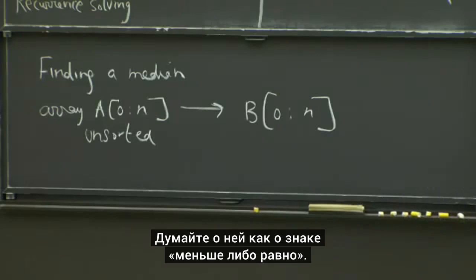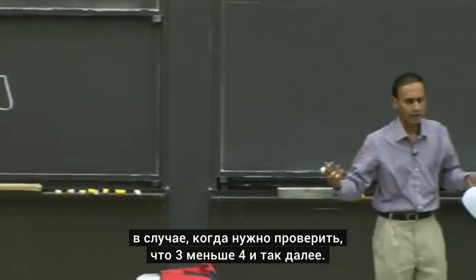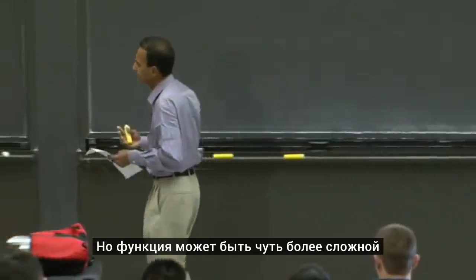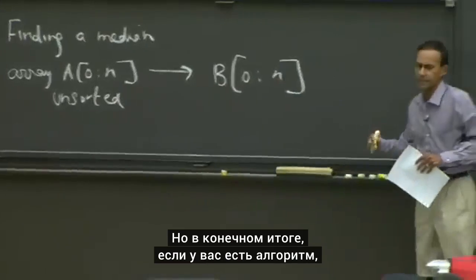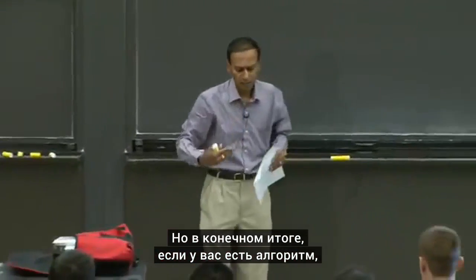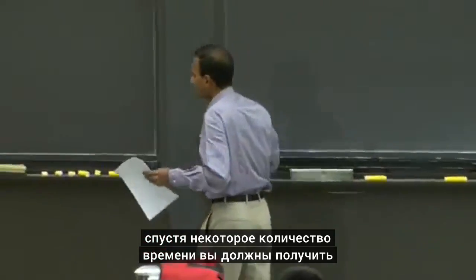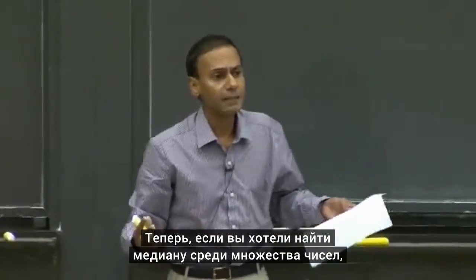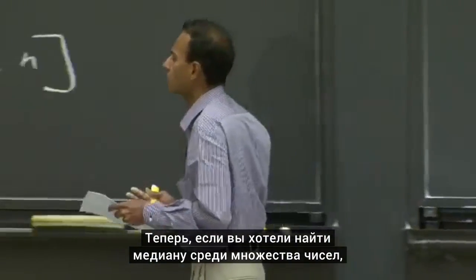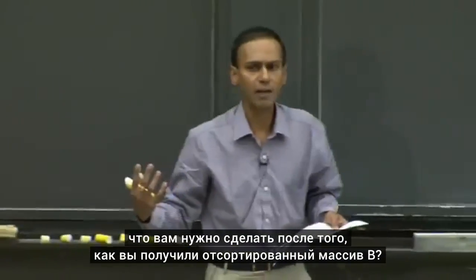Think of it as less than or equal to. And if you have that, it's just straightforward, obviously, to check that 3 is less than 4, etc. But it may be a little more complicated for more sophisticated sorting applications. But the bottom line is that if you have your algorithm that takes the comparison function as an input, you're going to be able to get B[0 through n] after a certain amount of time. Now, if you wanted to find the median of the set of numbers that were originally in the array A, what would you do once you have the sorted array B?